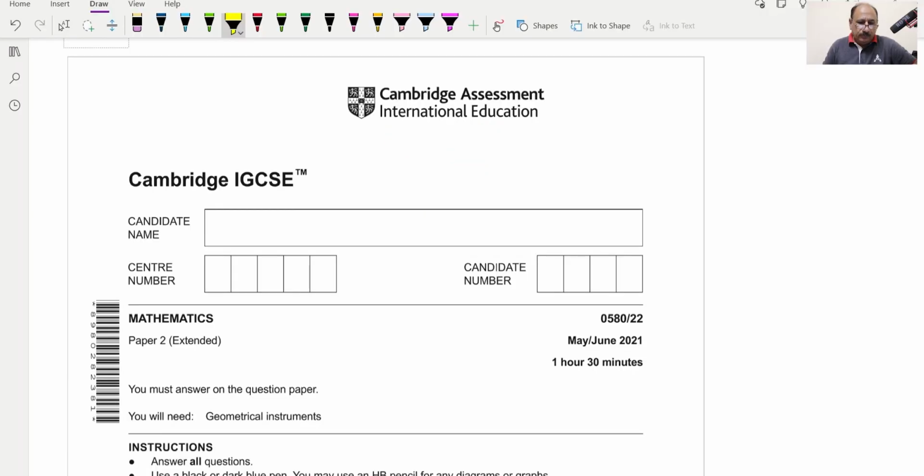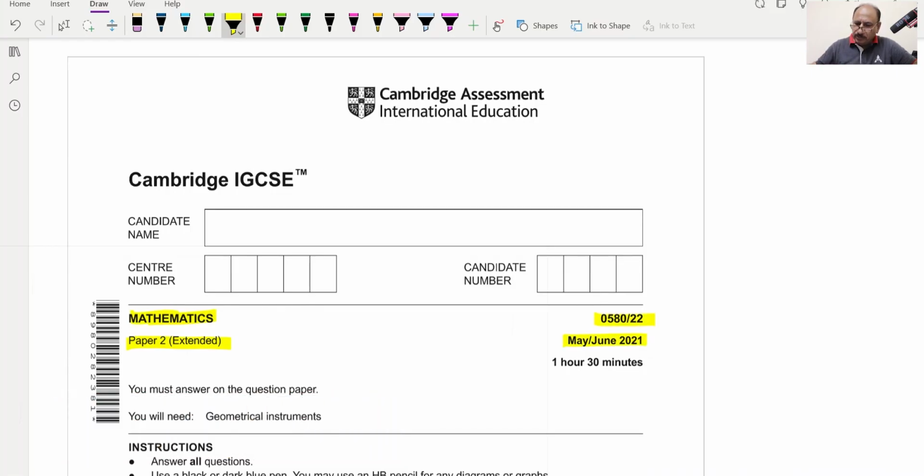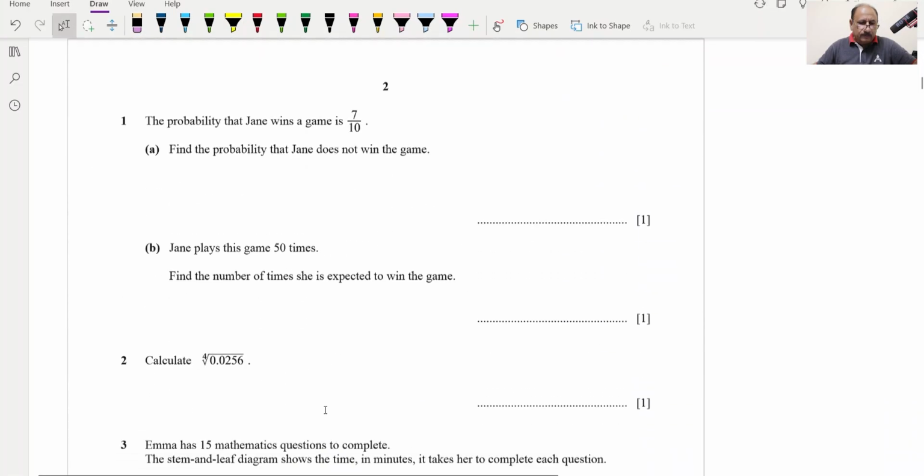Hello everyone, today we'll be going through IGCSE Mathematics Paper 2 Extended, 0580-22 May-June 2021. Let us move to question number 1.